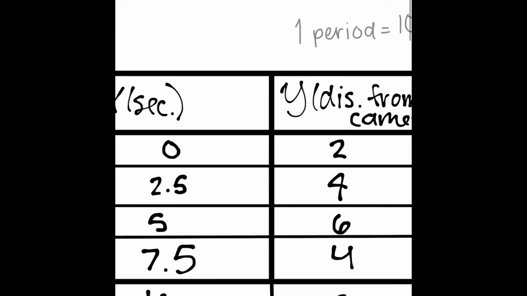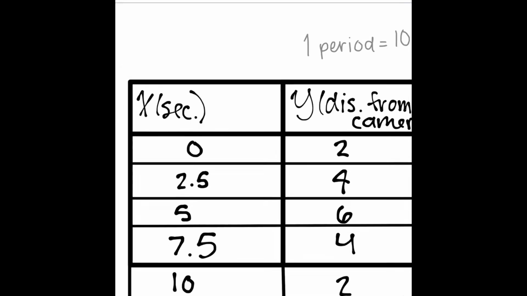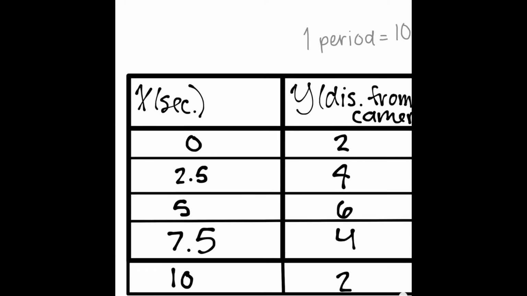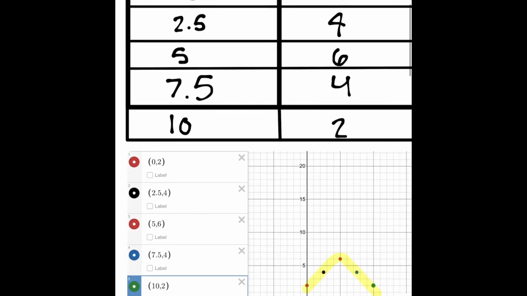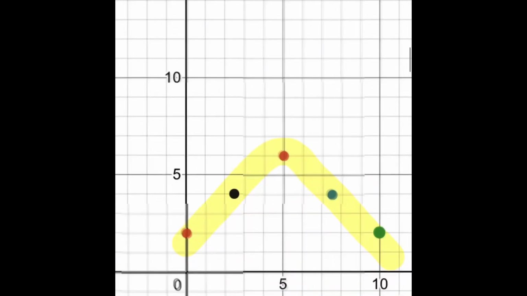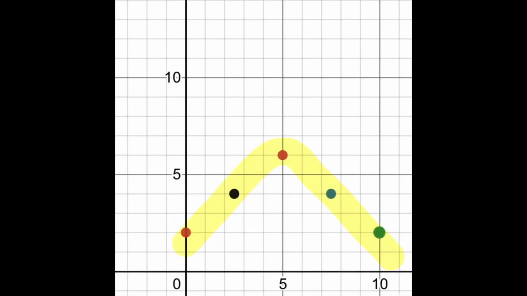So it was 6 inches, and then it went back until it was one period at 10 seconds, so it was only 2 inches for me. So I started out by putting these coordinates into Desmos, and my graph is kind of fat, like she's little chubby.